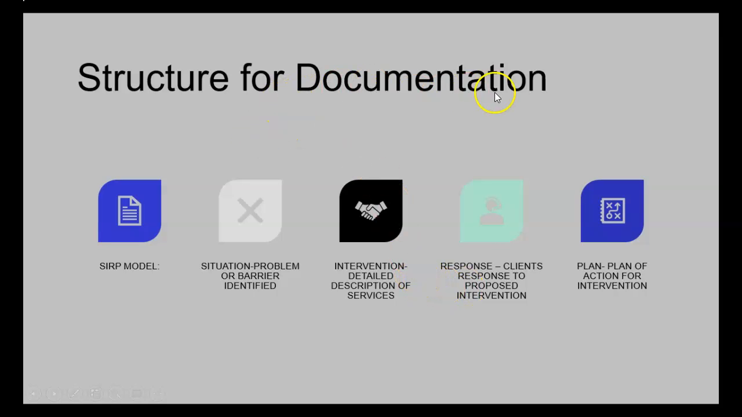Structure for documentation. Here are different models, and this one here is important. It's called the SERP model. And the SERP model covers situation, problem, or barrier identified, intervention, detailed description of services, response, client response to proposed intervention, and plan of action for intervention. This is one method used, okay? One method used for documentation. There are many.